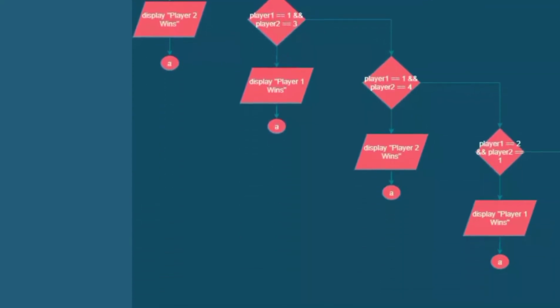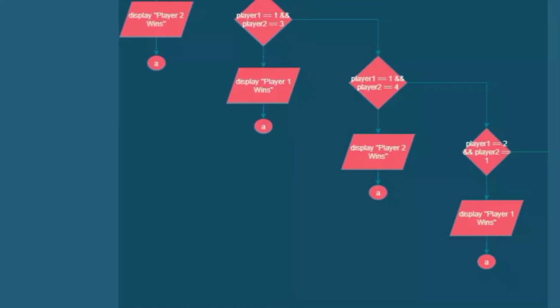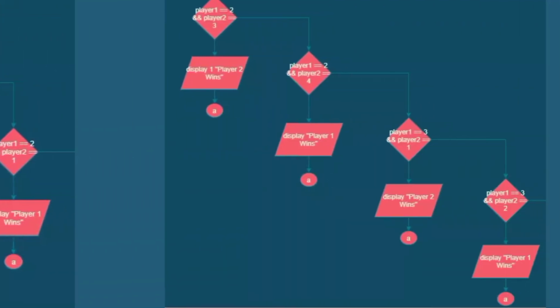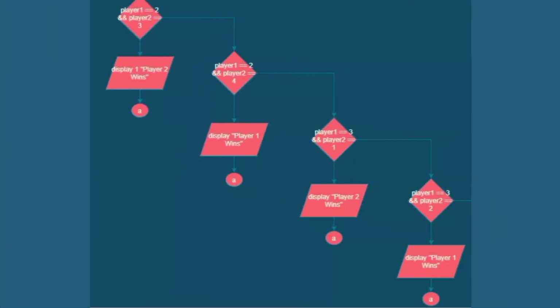If it's true, then the flow will continue to the next condition where it identifies whether player 1 wins or not. If player 1 wins, then it will proceed to display and end the program. If the input does not meet the first statement of identifying the winner, then it will proceed to the next conditional statement until it meets one of the conditions and display the result and end the program.